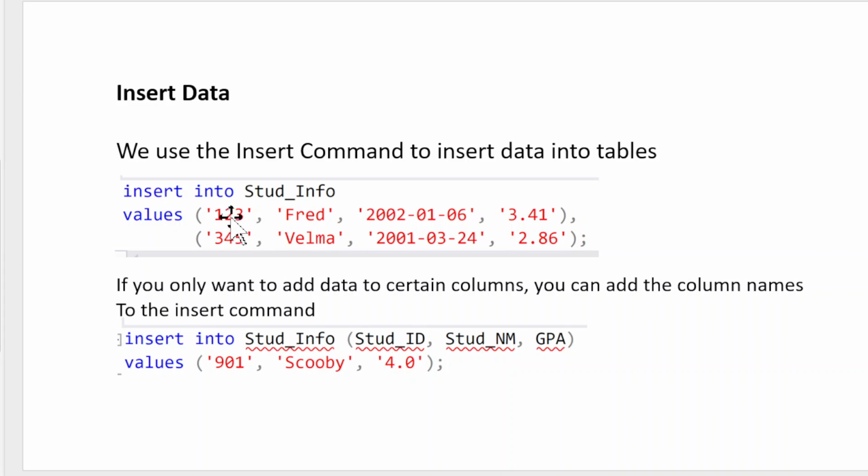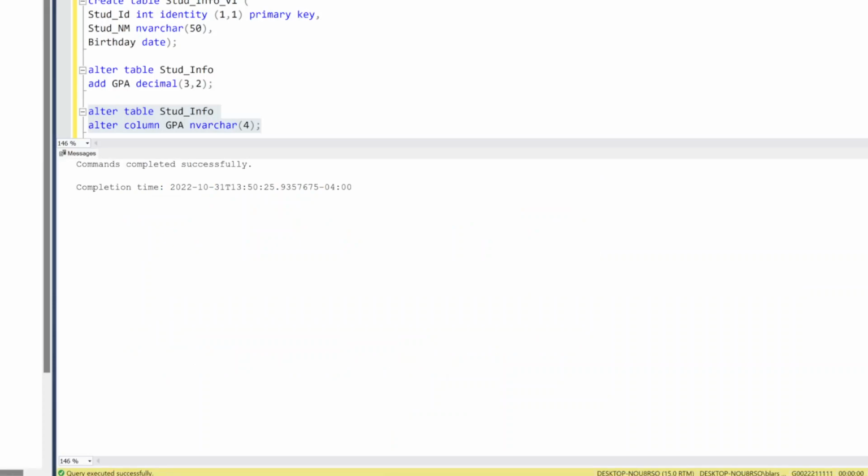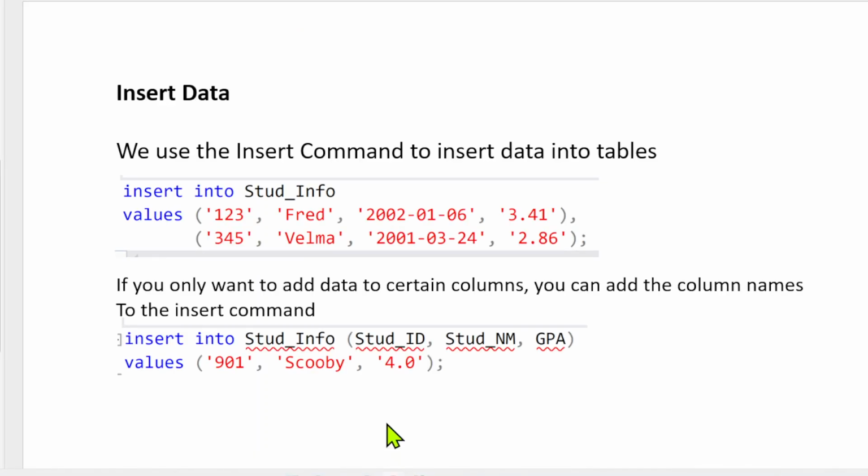So these are all the columns. And if you remember, up here we've got student ID, student name, birth date, GPA. So if we go back and look, we have student ID.